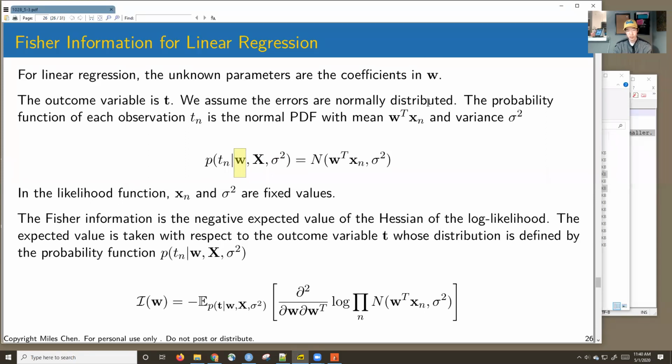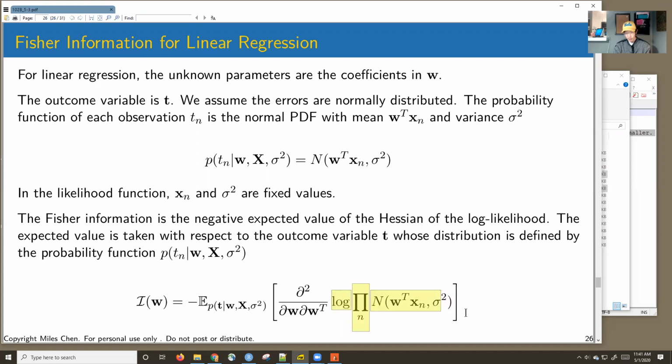And so we want to know what is the information that we have about the unknown parameter w. What's the information about w? It is going to be the negative expectation of the second derivative of the log likelihood function. So here the likelihood function is going to be the product of all the normal PDFs.